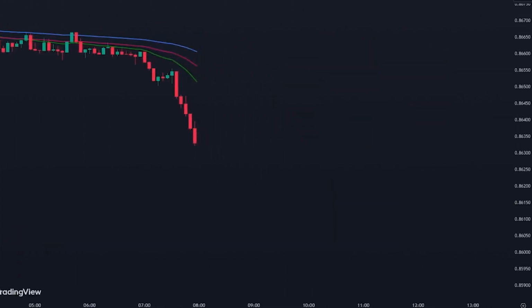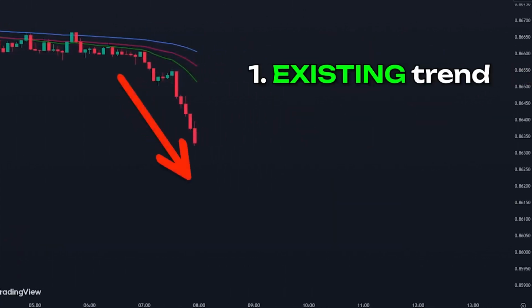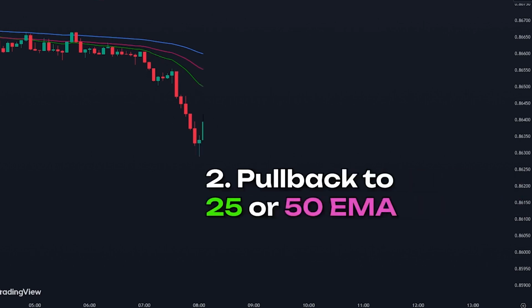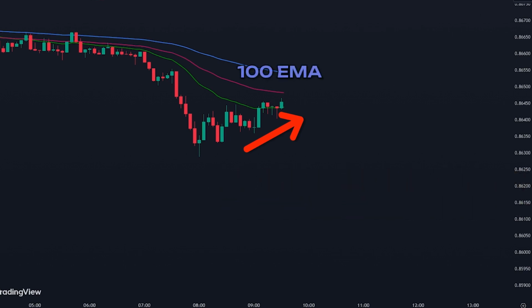Let's look at another example. In this chart, we observe an ongoing downtrend indicated by the downward movement of all three EMAs, with candles positioned below the EMA. Following this, we anticipate a pullback towards the 25 or 50 EMA, emphasizing that the pullback should not overlap with the 100 EMA.